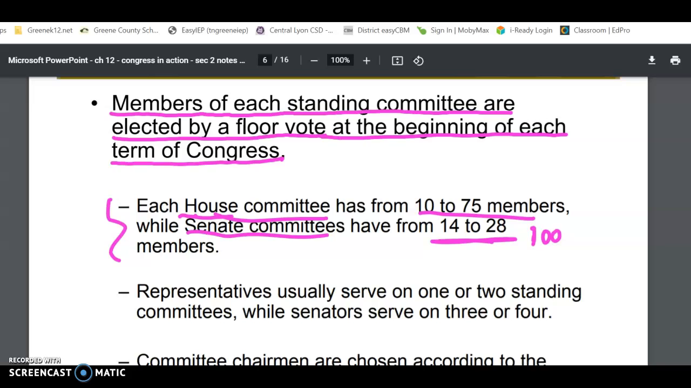So representatives usually serve on 1 or 2 standing committees. Okay. Senators serve on 3 or 4. So again, we're just discussing the difference here in how big the House of Representatives is compared to the Senate. In the House, they usually serve on 1 or 2 committees, but senators usually serve on 3 or 4 because there's less of them.